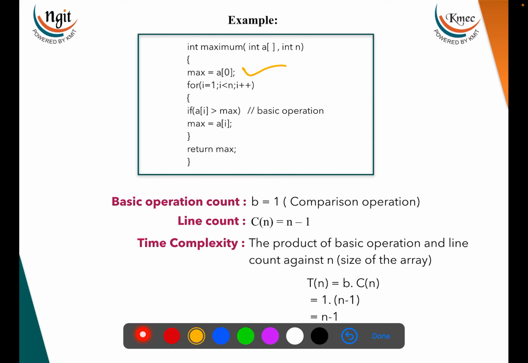So now here we go. What is the space complexity of this? You have to count how many variables. Now let's see how to calculate time complexity. It is the product of the basic operation and the line count with respect to n. That is the formula of time complexity: T of n is equal to B into C of n. What is B? The basic operation. What is C of n? The count with respect to the algorithm. So finally, it is a dependent variable, so 1 dot n minus 1, which is n minus 1.